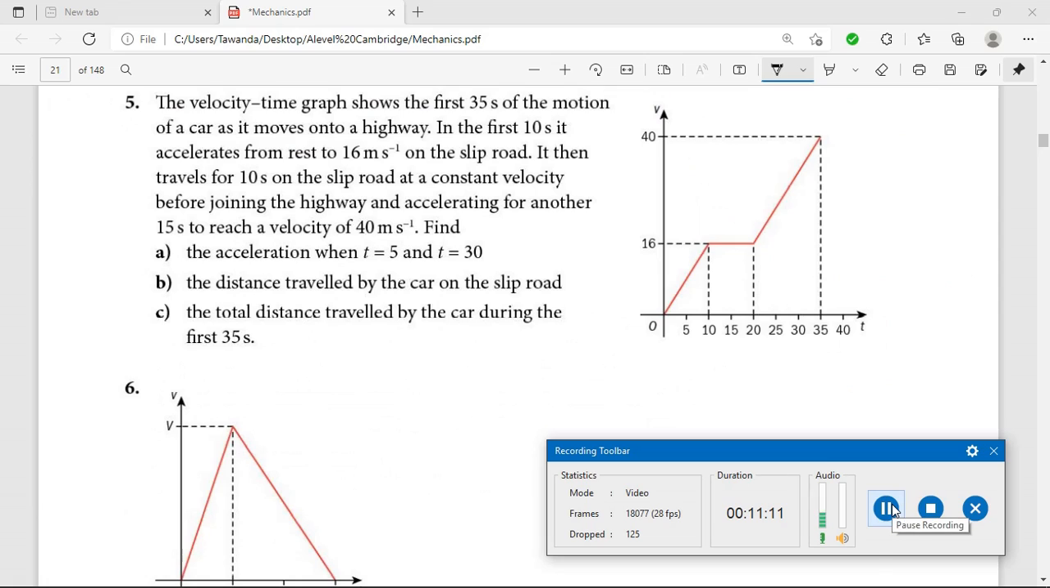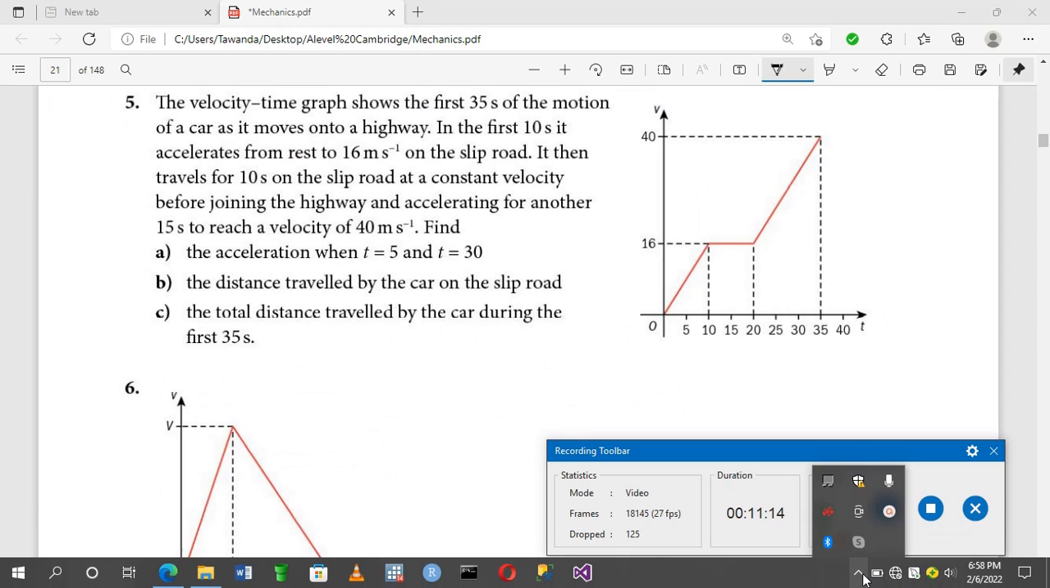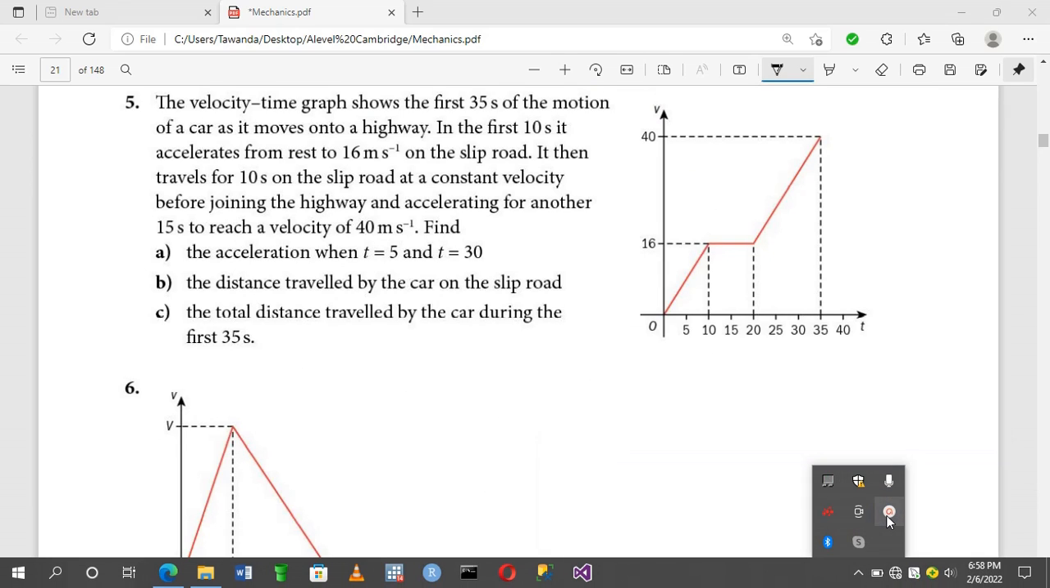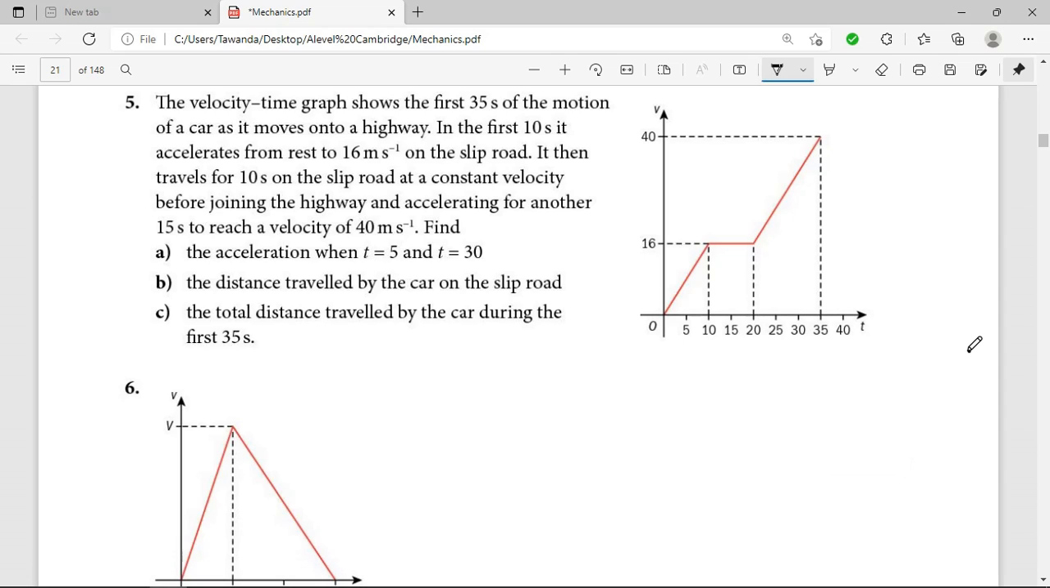So moving on to number 5, right? On number 5 here, we are given this diagram. We have a velocity time graph that shows, for the first 35 seconds of the motion, a car as it moves onto a highway. In the first 10 seconds, as you can see from the diagram, it accelerates. That's why we have the line here from rest up to 16 meters per second on a slip road.